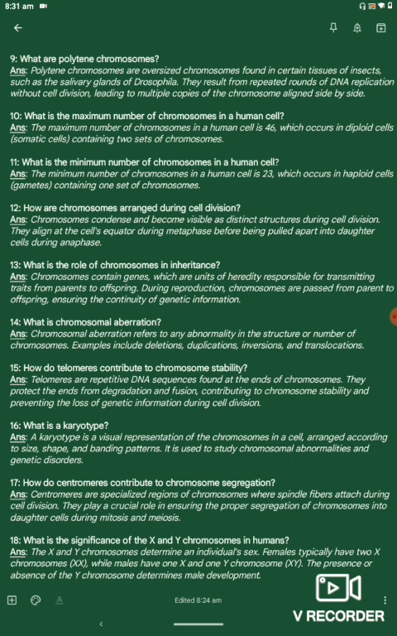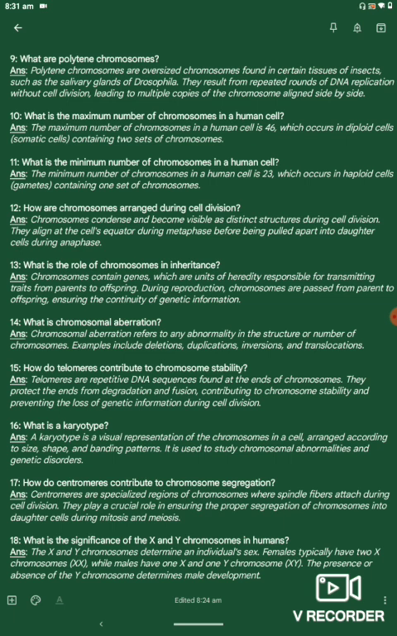Question 12. How are chromosomes arranged during cell division? Chromosomes condense and become visible as distinct structures during cell division. They align at the cell's equator during metaphase before being pulled apart into daughter cells during anaphase.